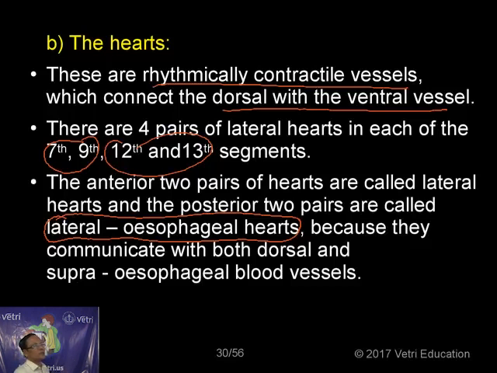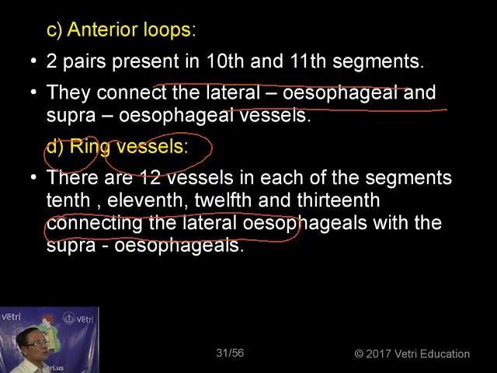We have a single blood vessel running over the esophagus, called the supraesophageal. These hearts connect the dorsal blood vessel with the ventral blood vessel and also the supraesophageal, hence called lateral esophageal hearts. The hearts present in 12 and 13 are connecting only the dorsal and ventral blood vessels, hence called lateral hearts. So 7 and 9 are called lateral esophageal hearts, and 12 and 13 are called the lateral hearts.